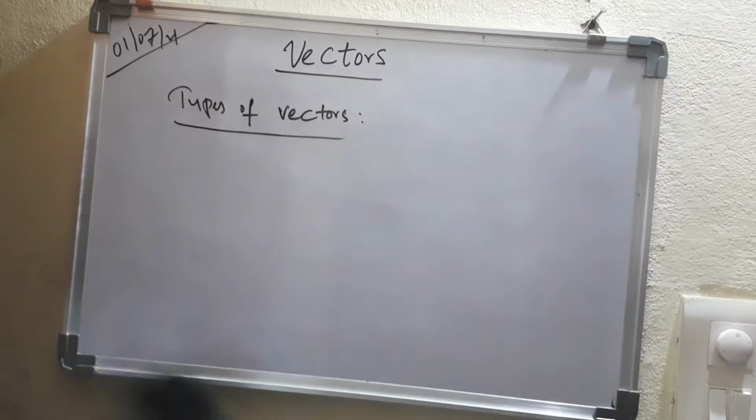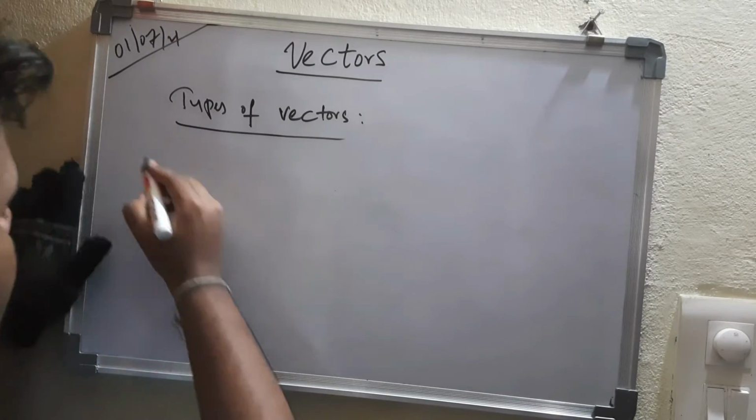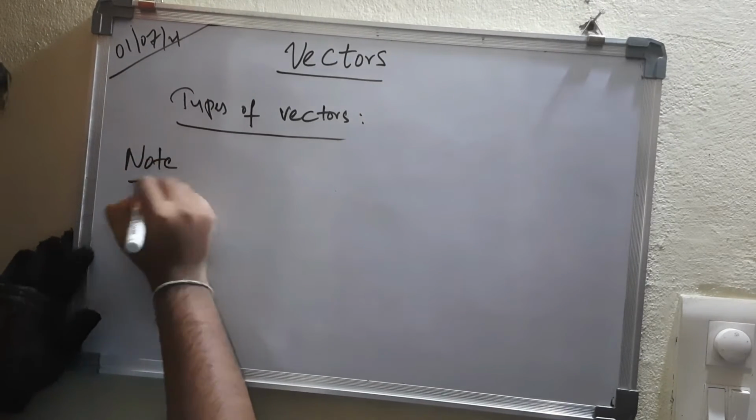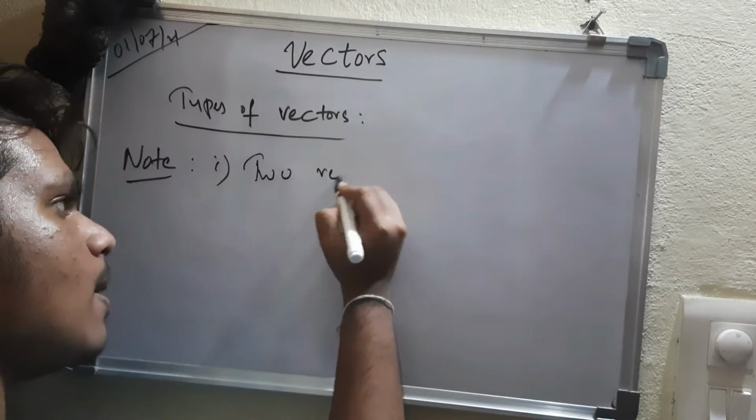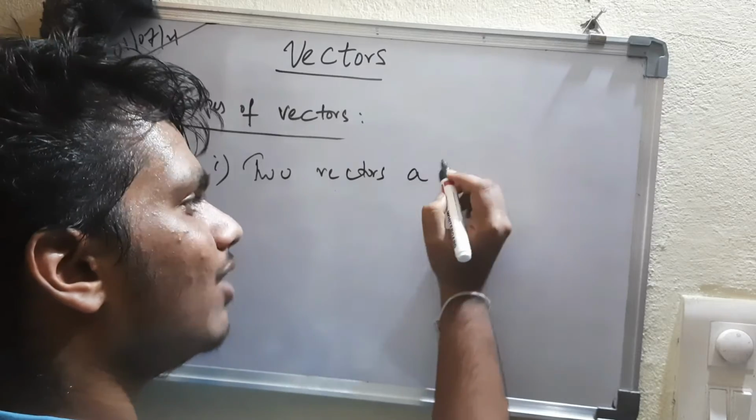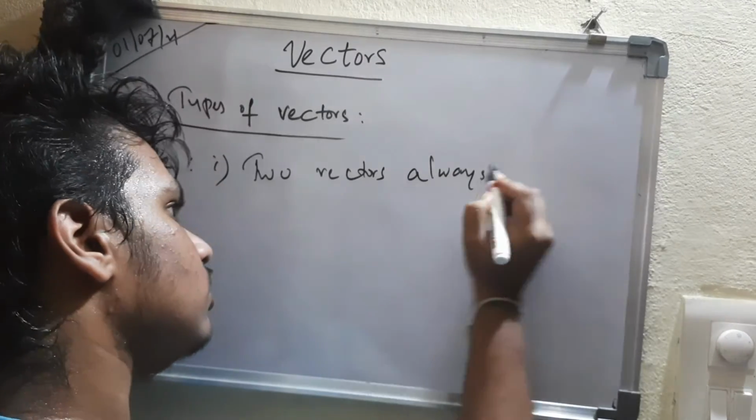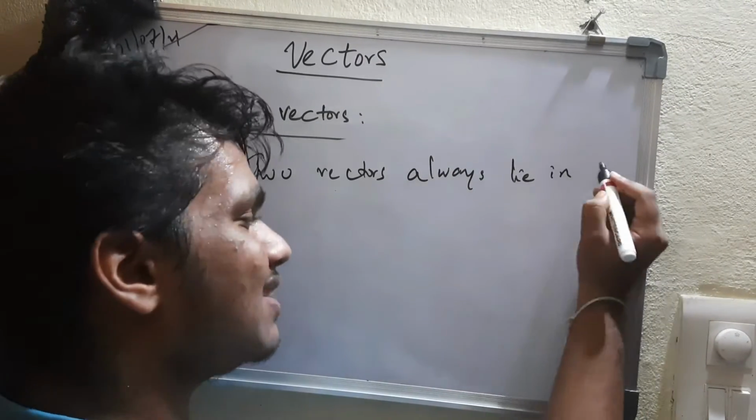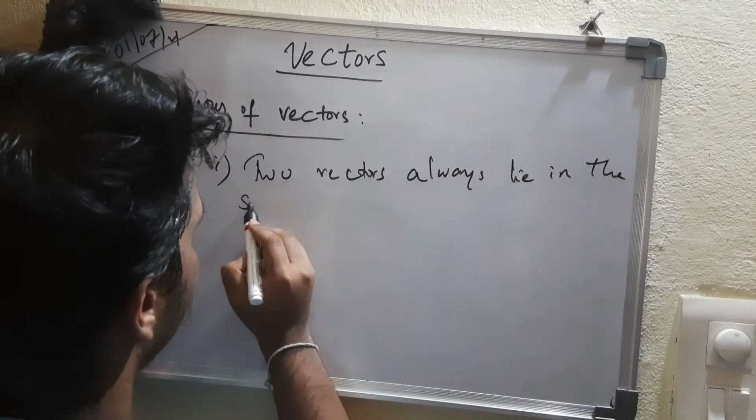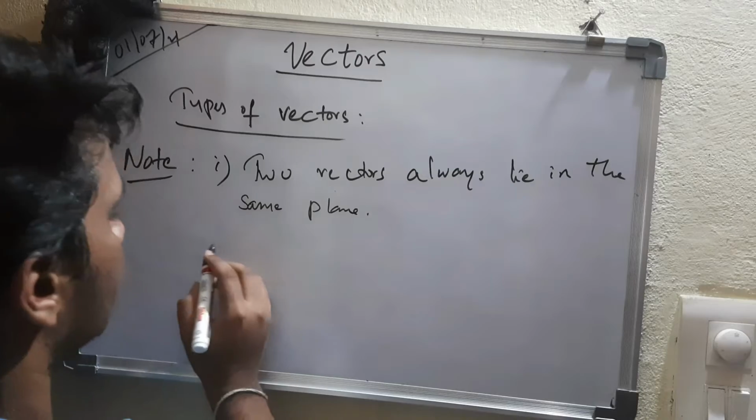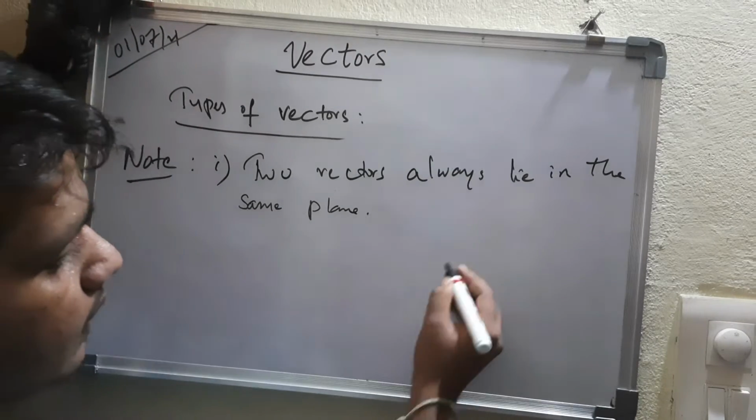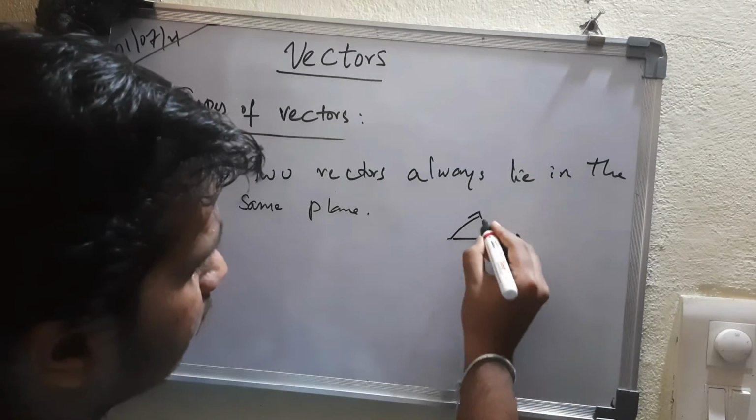Now again a note point. Okay, let it be a note point. Two vectors always lie in the same plane. That is, any two vectors can lie in the same plane.